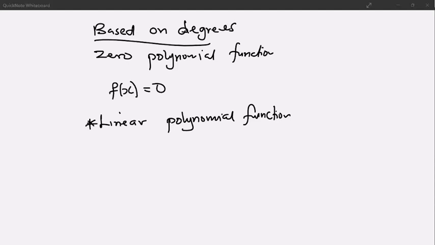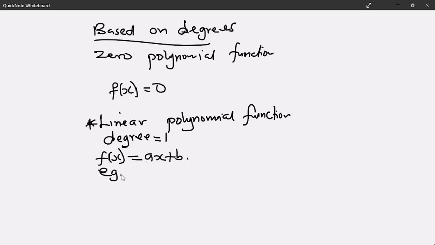Now, we also have a linear polynomial function. If a function has a degree of 1, then that particular function is called a linear polynomial function. So a linear polynomial function is always in the form f of x equals ax plus b. So we can have examples like f of x equals x plus 3. We can also have h of y equals 8y minus 3. So the function is of y.